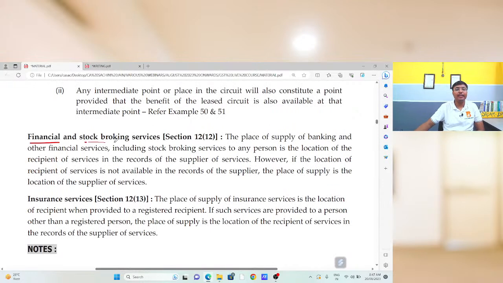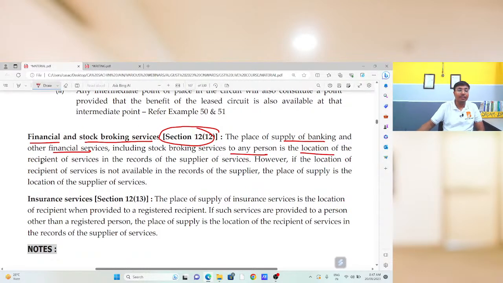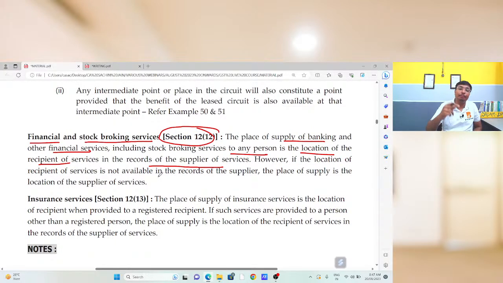In case of financial and stock broking services, section 12, subsection 12, the place of supply of banking and financial services to any person: if the location of the recipient of service is in the records of the supplier, that means the address is available with the supplier, then the place of that address will be treated as the place of supply. But if the location of the recipient is not available in the records of the supplier, the place of supply will be the location of the supplier of service. General principle: if you have the address of the recipient, that address will be treated as the place of supply. And if the address is not available in the records, the location of the supplier will be treated as the place of supply.